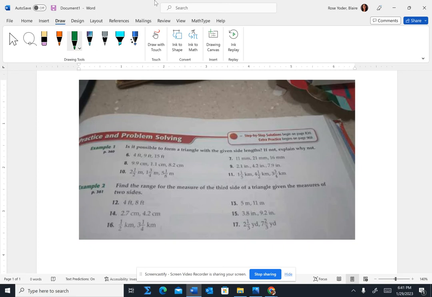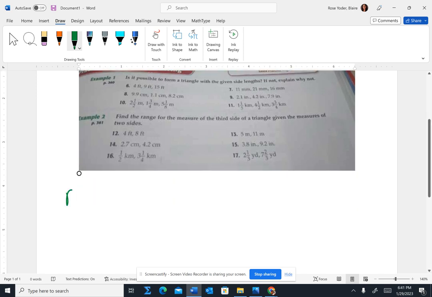It's looking at, is it possible to form a triangle? So there's a rule that you need to know about how to make a triangle that I'm going to write down here. When you're checking to see if something is a triangle or not, the two smallest sides of the triangle have to add up to more than the biggest side. I'm going to write that down.